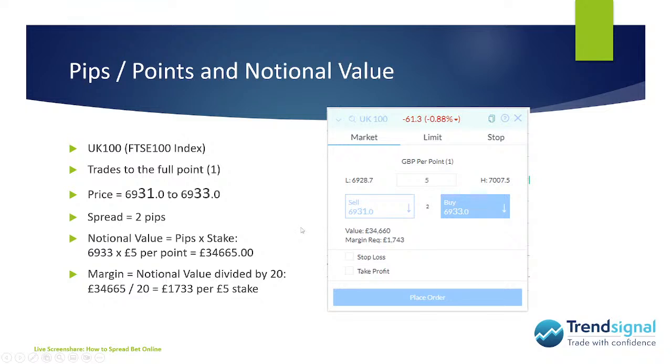Okay, let's think about another example. So this is the FTSE 100. Now don't worry, I'm not going to go through every single market, but the FTSE 100 is a stock market index, and these are good markets to trade. Stock indices are typically the most volatile, notwithstanding the FTSE certainly not being so.